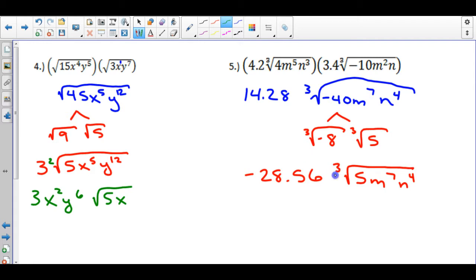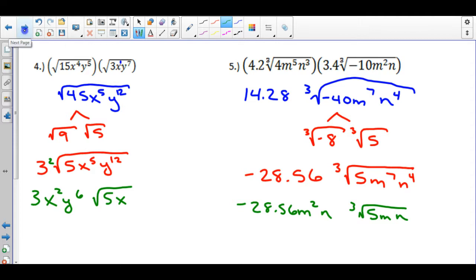And then our last step again is to take out or extract the exponents for the variables, the perfect cubes I should say. So leave the 28.56 out there. 3 goes into this 7 twice evenly, so m squared, with the remainder then of 1. So I'm going to have 5m to the first power left. And then 3 goes into 4 one time evenly, also with a remainder of 1. So this would be your final answer. And again, make sure to include the index on the outside of that radical to show that it is a cubed root.